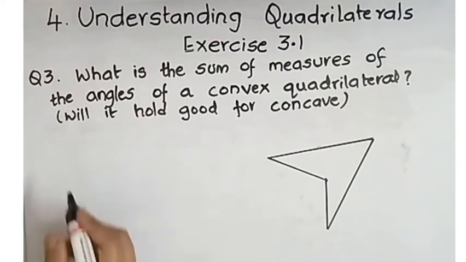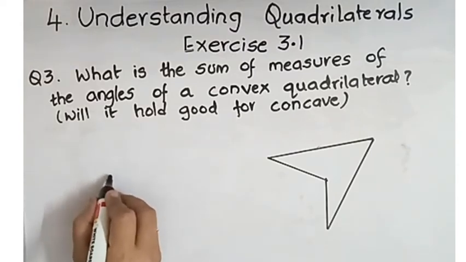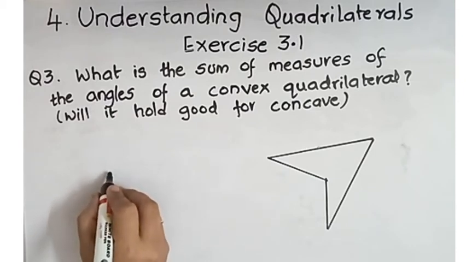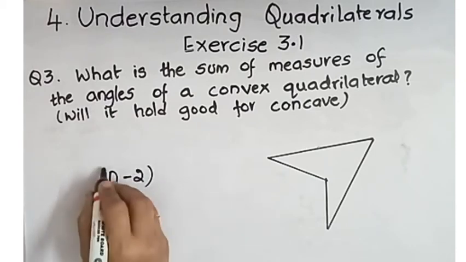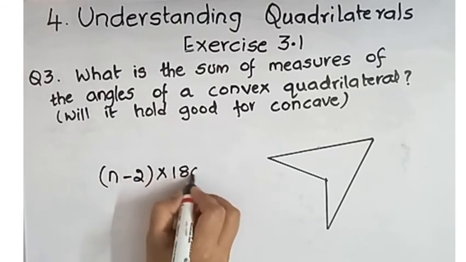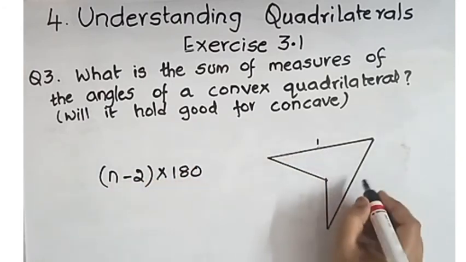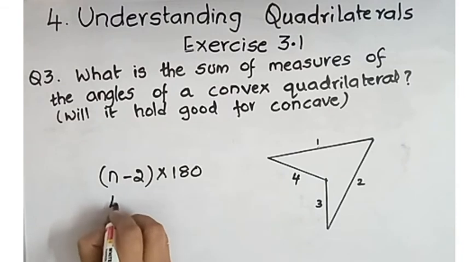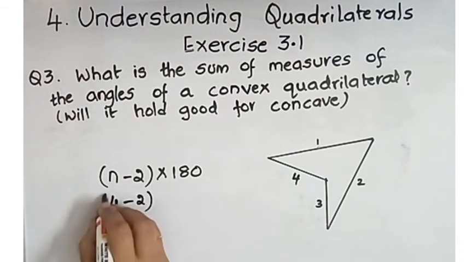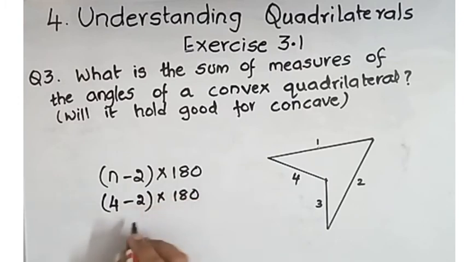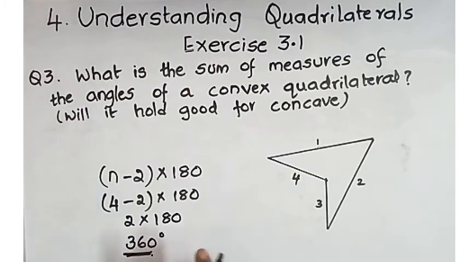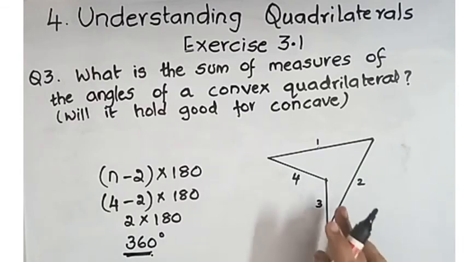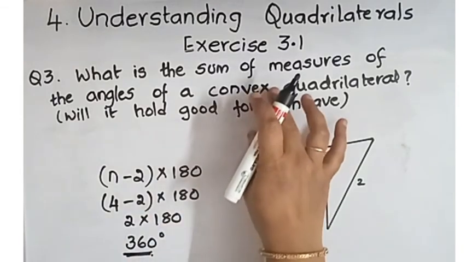Now what is the sum of the interior angles of the polygon? We have seen the formula, that is n minus 2 multiplied by 180. What is n in this example? Side 1, side 2, side 3, side 4. So 4 sides are there. That's a quadrilateral. 4 minus 2 into 180, which will give you 2 into 180, which is equal to 360 degrees. So will it hold good for a concave? This we are going to find out. That was for convex.